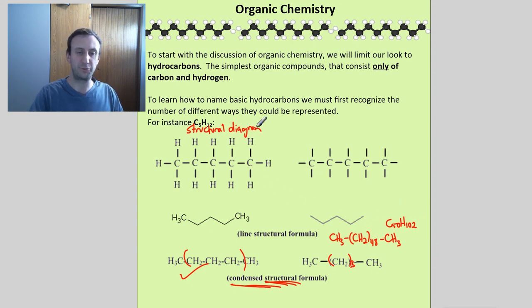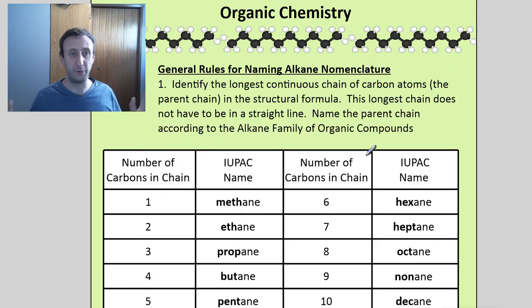All right, so 3 different kinds of diagrams we're going to deal with: our normal full structural diagram, our line diagram or structural formula, and then also our condensed structural formula. Okay, so that's it for general organic talk in diagrams. Next, we're going to talk about alkanes.